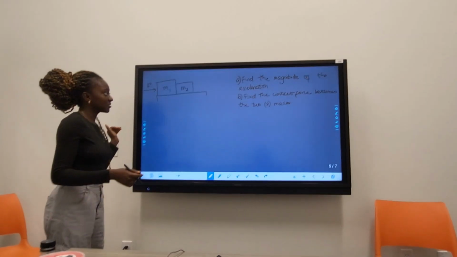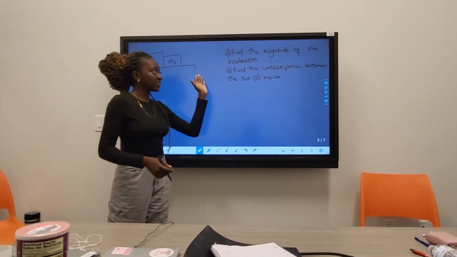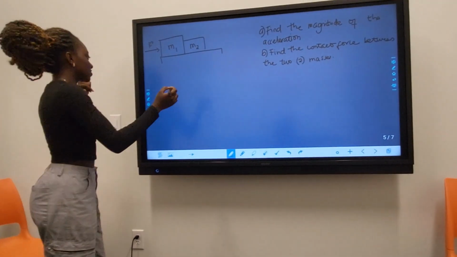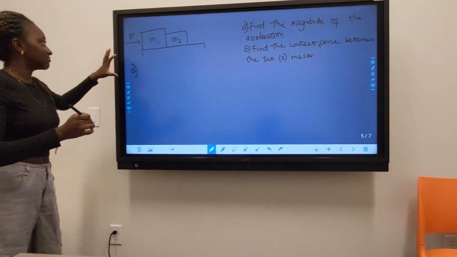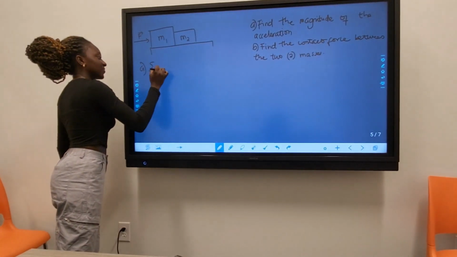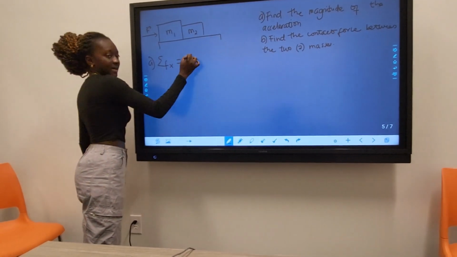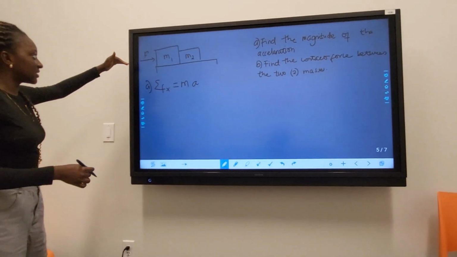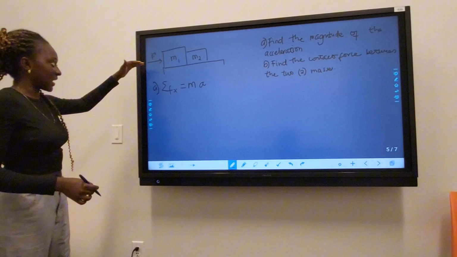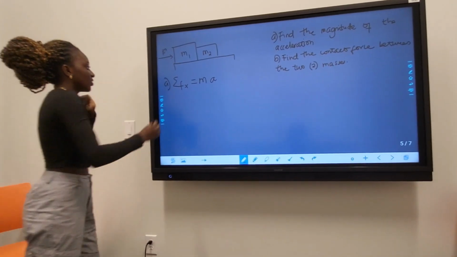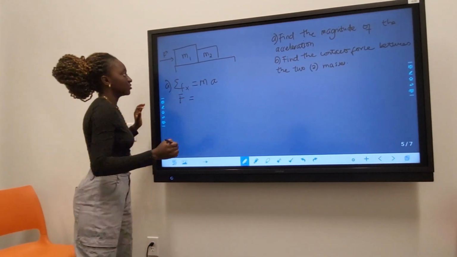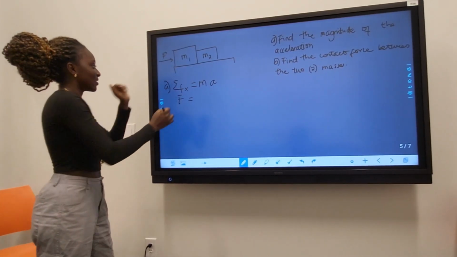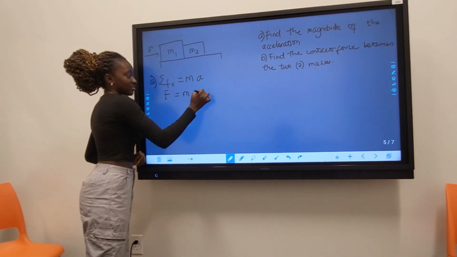So for this assignment, we are going to be finding the magnitude of the acceleration and the contact force between these two masses. To find the magnitude of the acceleration, we are going to find the summation of Fx, which is equal to the mass times the acceleration. Looking at this entire setup, you can see that the only force in the x direction is F. So we have F equals, taking this setup, the total mass is m1 plus m2.